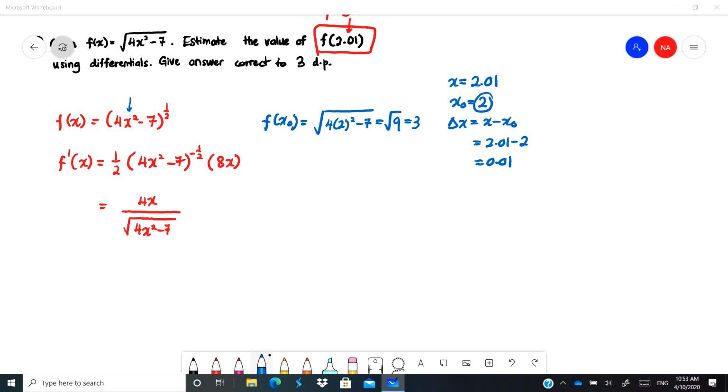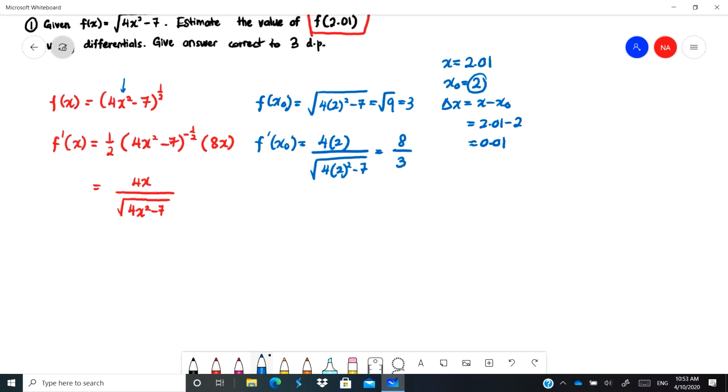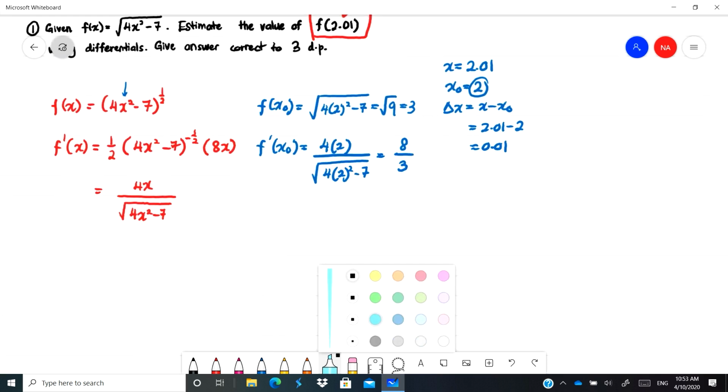Now we'll have to find f prime x naught. We're going to substitute with the value of 2. So we'll have 4 multiplied by 2 over the square root of 4 multiplied by 2 squared minus 7. That one will get 8 over 3. So we already have f(x naught), f prime x naught, and delta x.